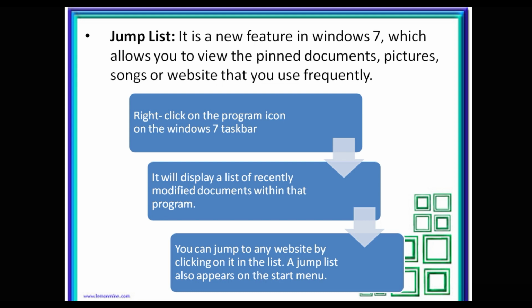Right click on the program icon on the Windows 7 taskbar. It will display the whole list. When the list of documents comes, you can directly select the one on which you want to work. No need to think again and again and open everything with the normal procedure. You can just use these shortcuts also.